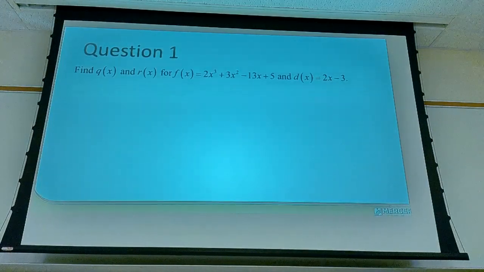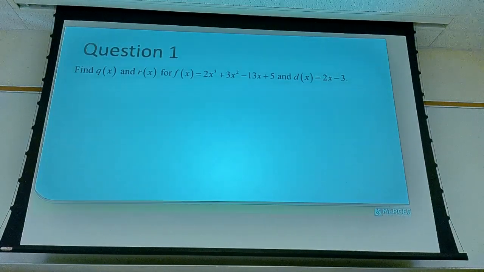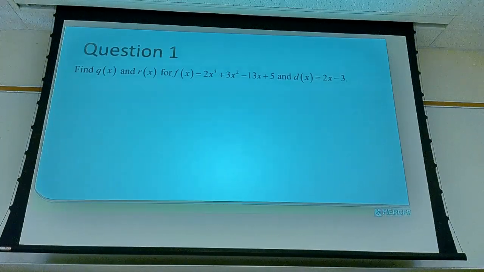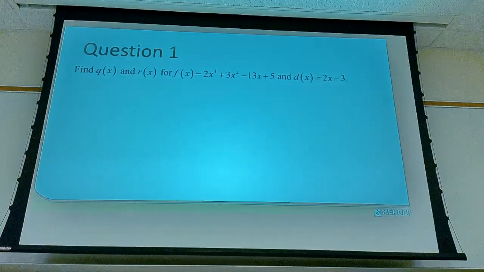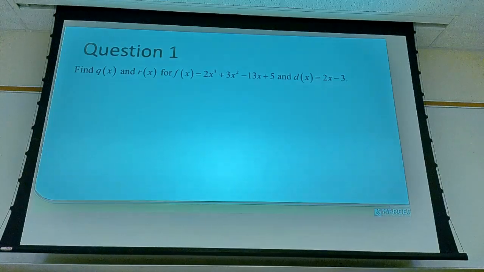Find q of x and r of x for this pair of polynomials. So you want us to use synthetic division first? Right. Typically, we look at the divisor and ask, is it of proper form? It's not. Again, I could tweak that just a little bit. The reason it's not proper form is because of that 2 in front of the x. We do have a case like that, so we'll see what happens.